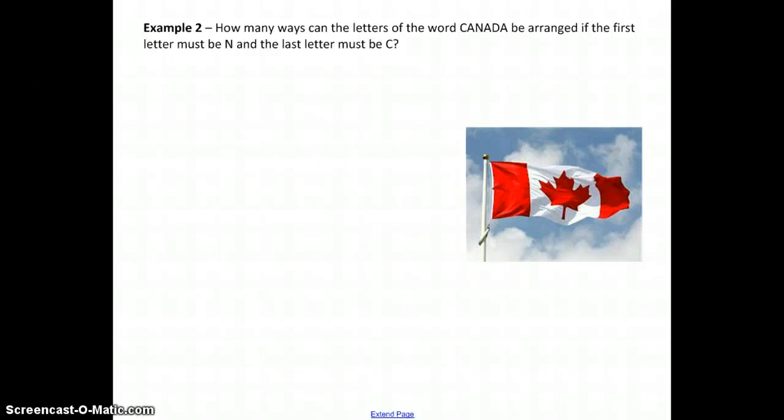Example 2, how many ways can the letters of the word Canada be arranged if the first letter must be N and the last letter must be C? So it starts with an N, it's ending with a C. So how many different ways are there for your first position? How about your last position? And then in between, there would be 1, 2, 3, 4 other possible. 4 factorial, but there's not 2 A's, there's 3 A's. So divide by 3 factorial to get our answer. So 4 factorial divided by 3 factorial.